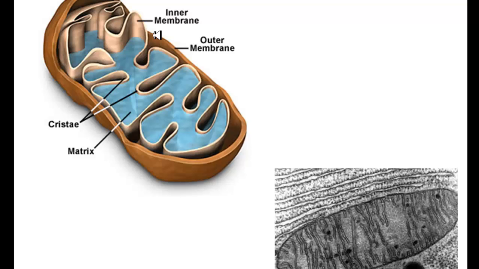And here's a color version. It shows the jelly inside for the matrix, the cristae, which increase the surface area, the folds that are inside, the outer membrane, the inner membrane, and then the space in between.